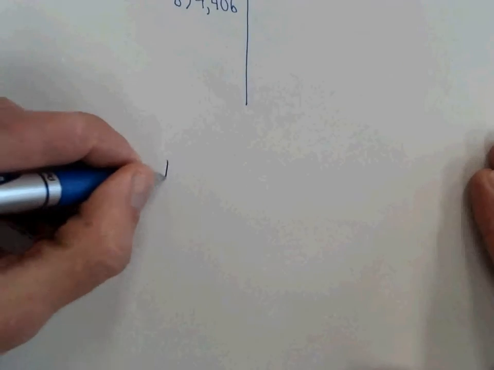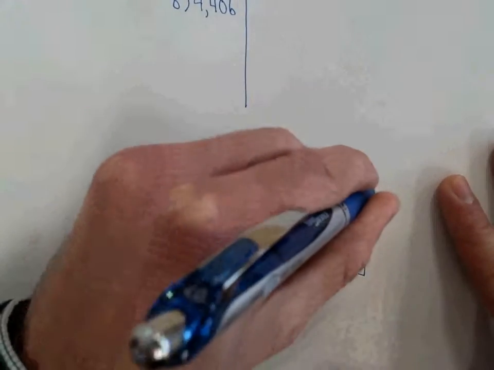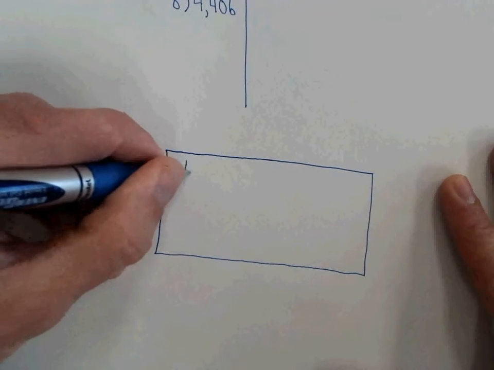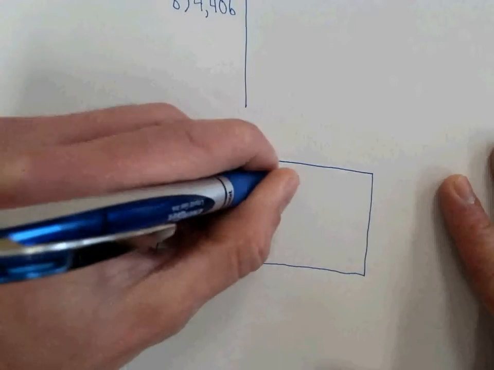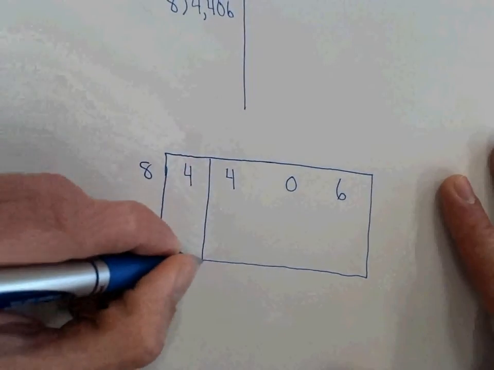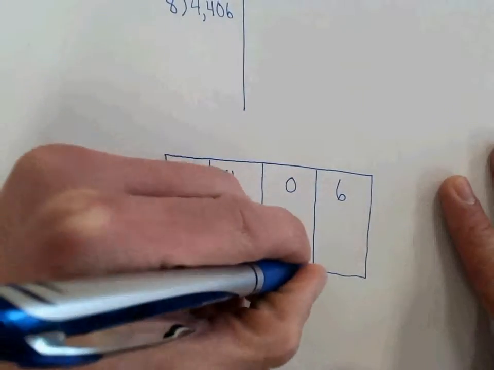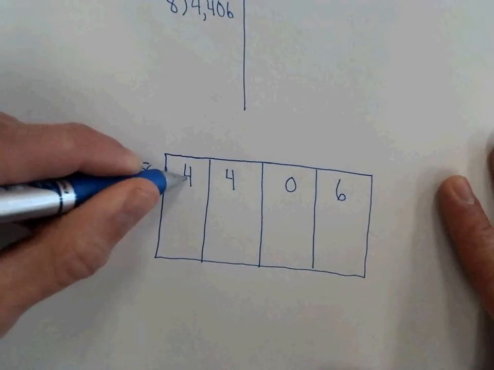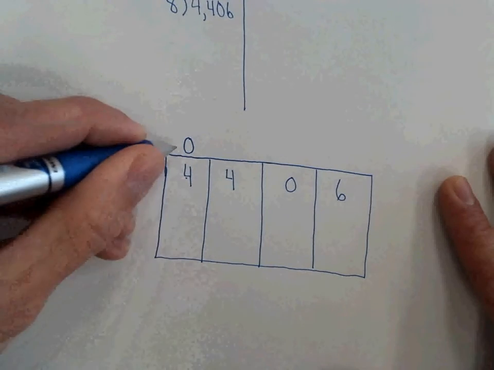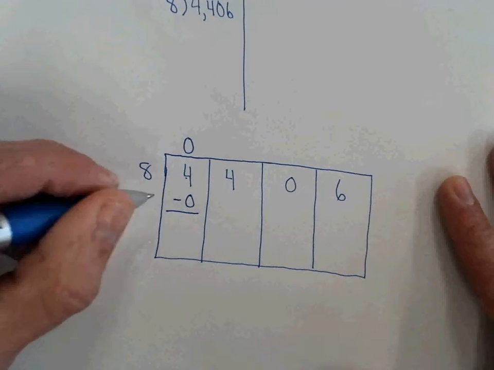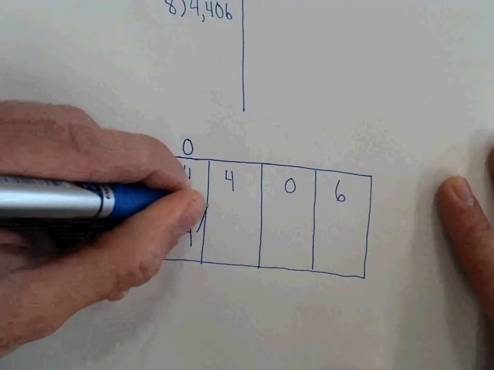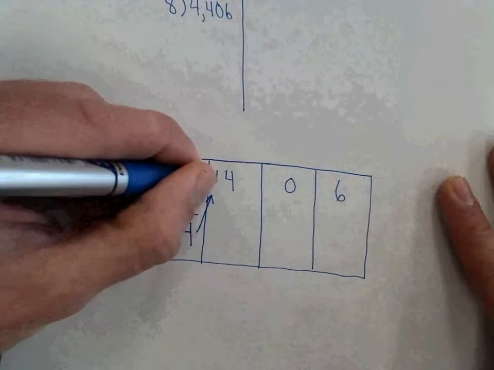So we're going to go ahead and draw a box here. And there you can see the box. Then I'm going to write 4, 4, 0, 6, and we're going to put the 8 out here outside the box, and then I'm just going to draw some lines down here. Now, how many times does 8 go into 4? Well, it goes in there 0 times. So 0 times 8 is 0, and I subtract 4 minus 0, which is 4.